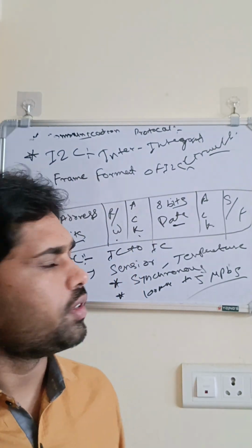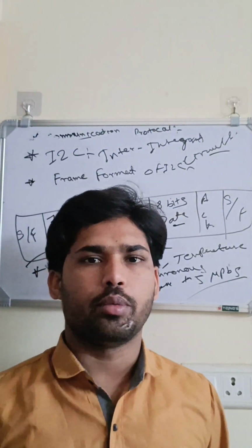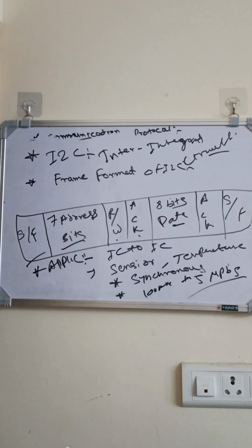And this is the frame format of I2C. It is also synchronous, and we can transmit data at 100 kbps to 5 Mbps. So these are I2C, UART and SPI.